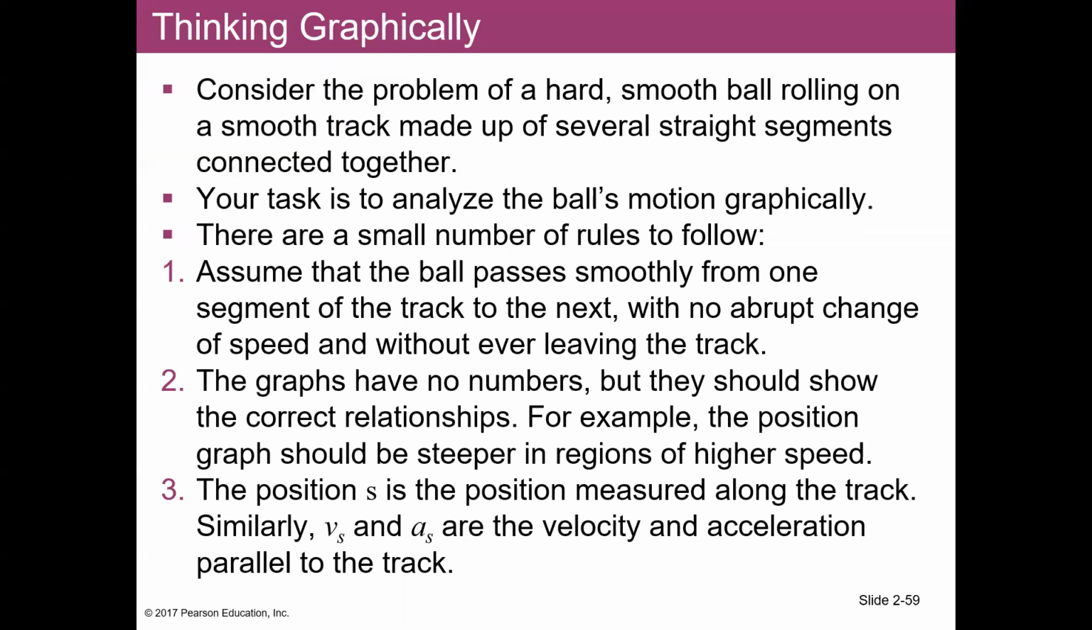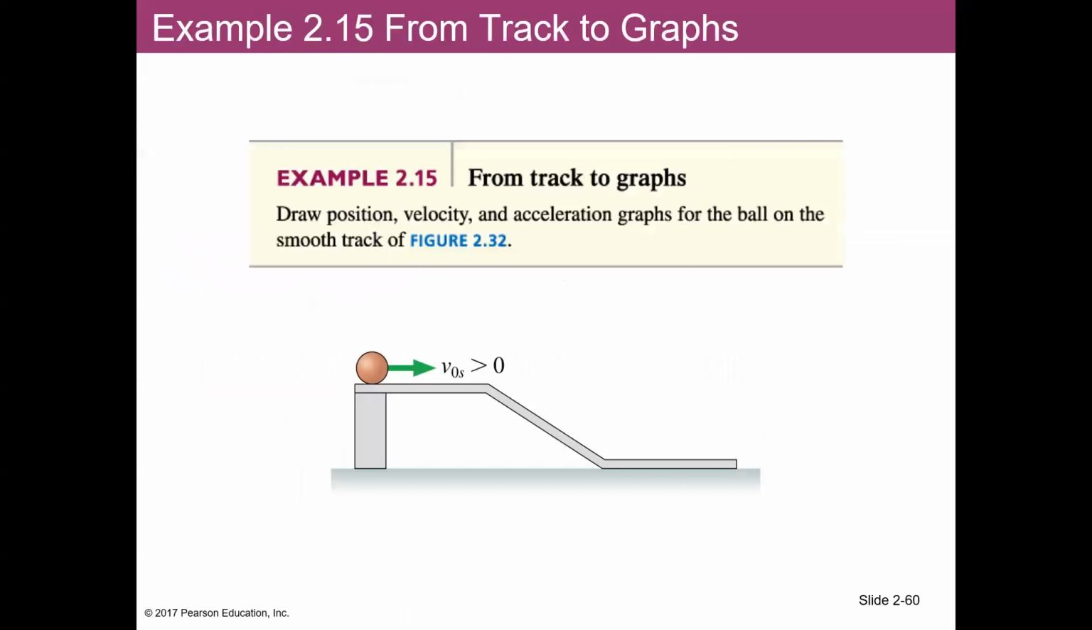The graphs have no numbers, but they should also qualitatively show, and technically, the graphs of velocity aren't in the same direction either. That's a subtle point, one that we can appreciate when we've gone through some examples like this. So in looking at this example, what does the graph look like of the position, velocity, acceleration?